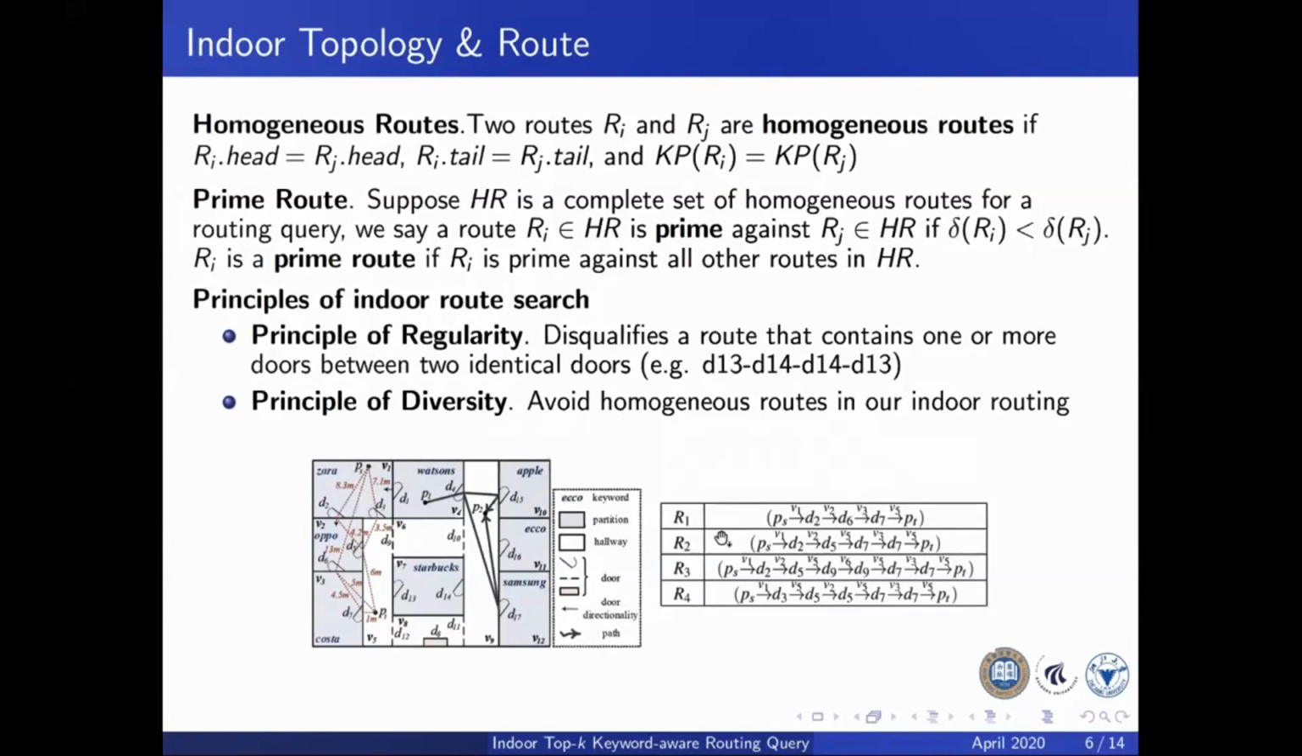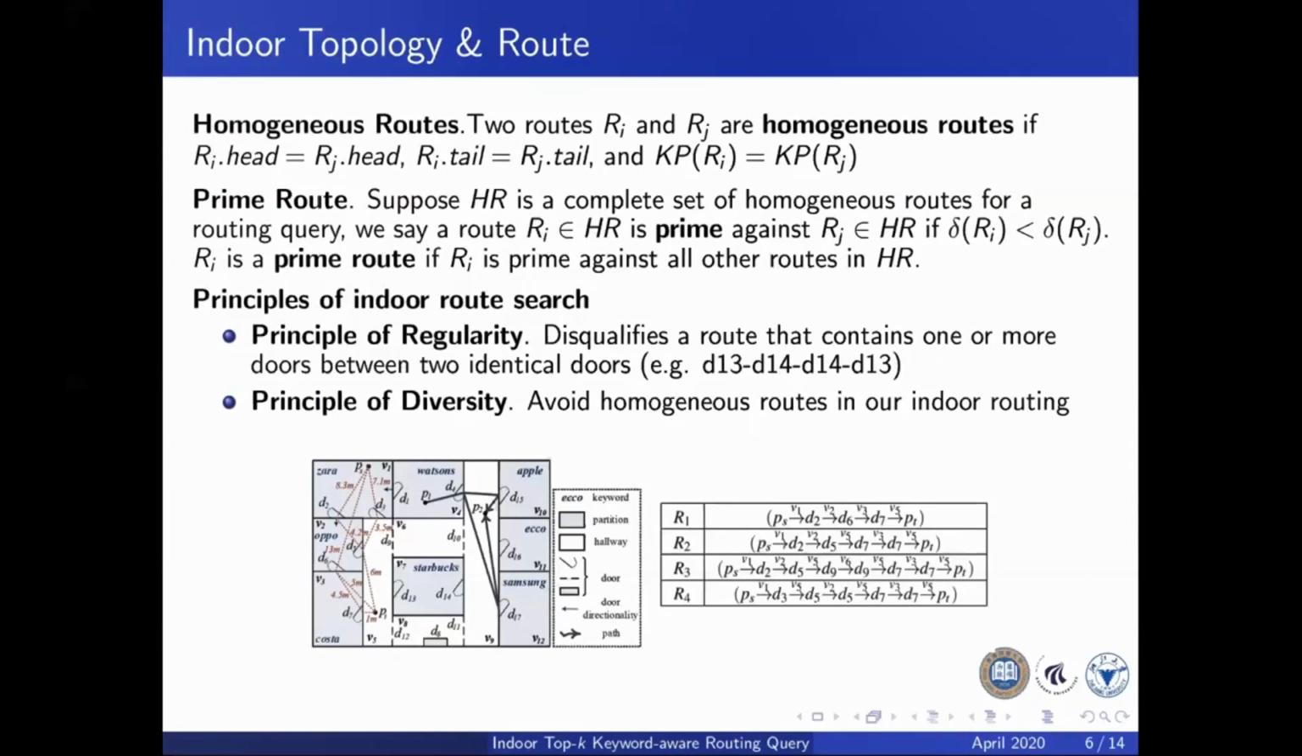Besides, we also come up with 2 principles for indoor row search. The principle of regularity, to disqualify the row that contains 1 or more doors between two identical doors. And the principle of diversity, to avoid the homogeneous rows in our indoor routing, which means we only keep the prime rows.